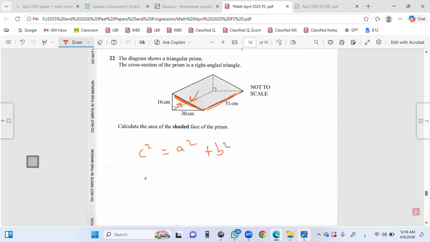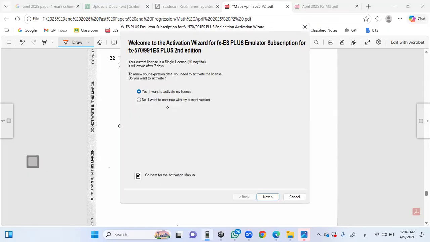C equals the square root of a squared, which is 30 squared. 30 squared is actually 900. I just did 30 squared mentally, plus b squared, 16 squared. I have no idea. I'm going to need to use my calculator to find c. So let's use the calculator.